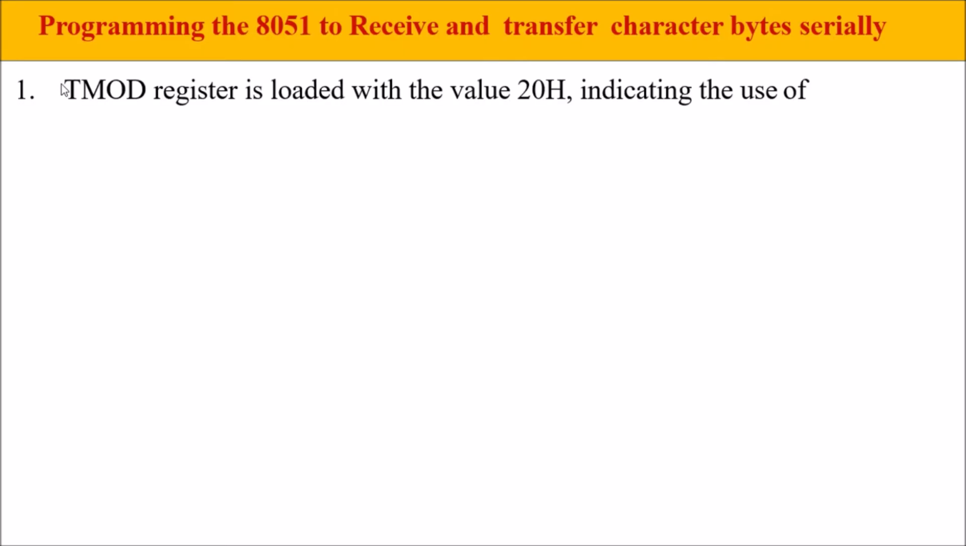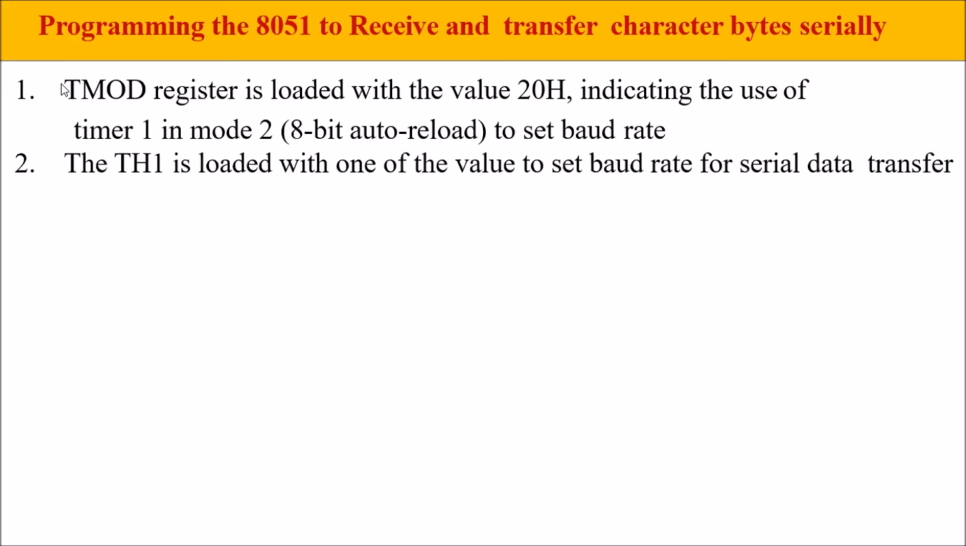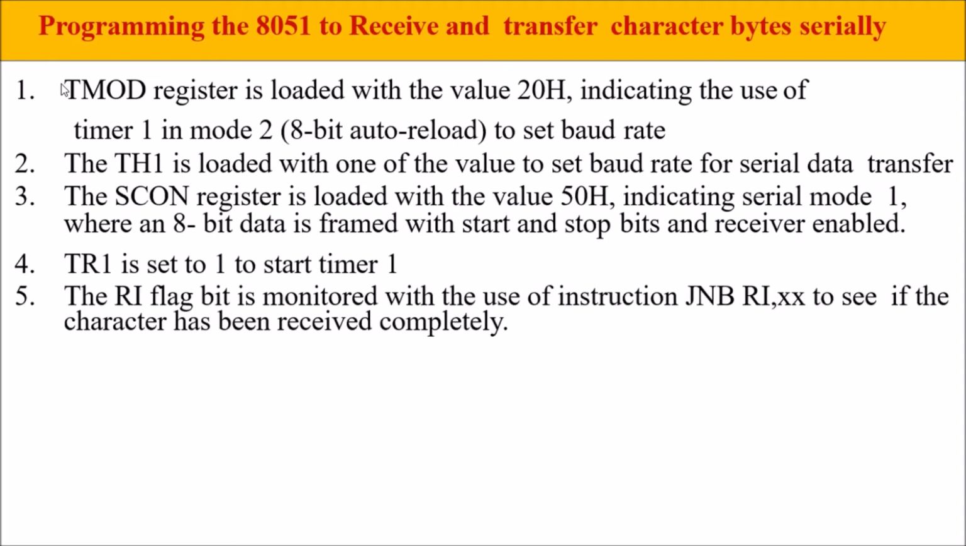First step is to initialize the TMOD register. We have seen the value 20H, which means we are using timer 1 in mode 2. The TH1 register we have to load with the selected baud rate. Then the SCON register we have to initialize with 50H. We are using mode 1 for serial communication, and the receiver is enabled. To start the timer, the TR1 bit is set to 1.